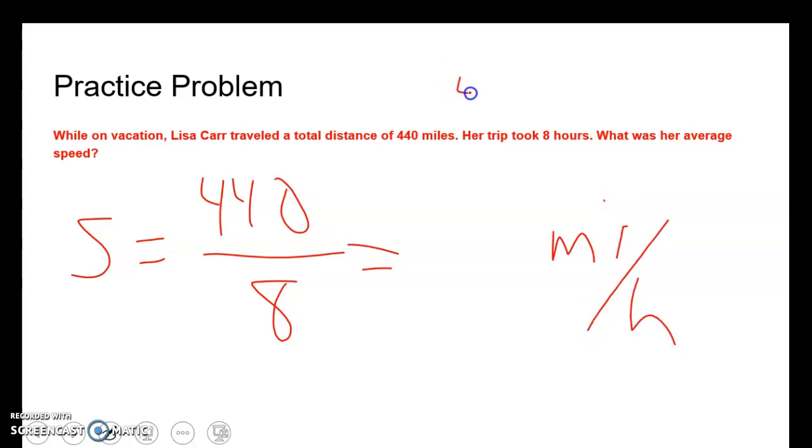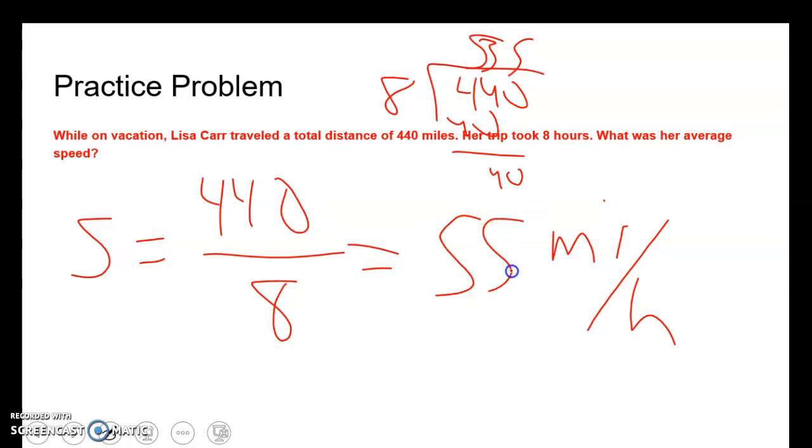440 divided by 8. 4, 5, right? 5, 40, 5, 55 miles per hour. A very safe speed to travel.